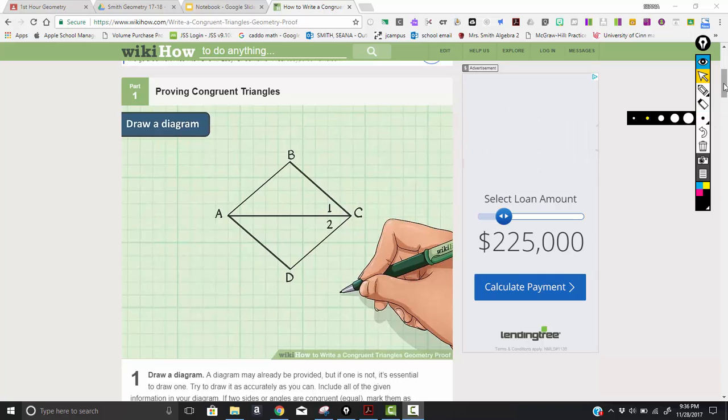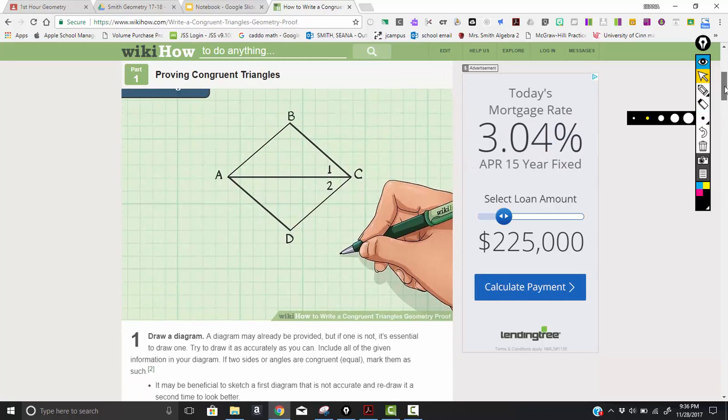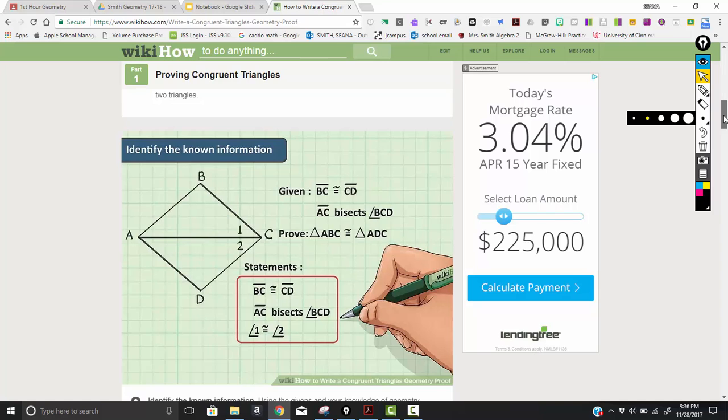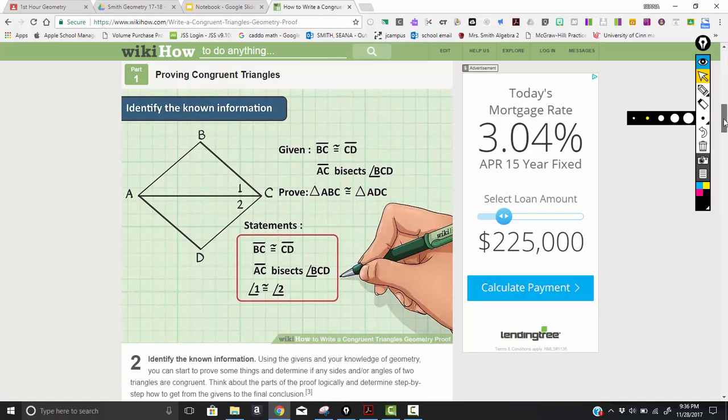So, this website I have pulled up here has 7 basic steps in solving proofs. So, very quickly, we're going to run through these 7 steps. Number 1, drawing the diagram. Okay, so you're going to draw out the diagram. Number 2 is identify the known information. Known is the given information.